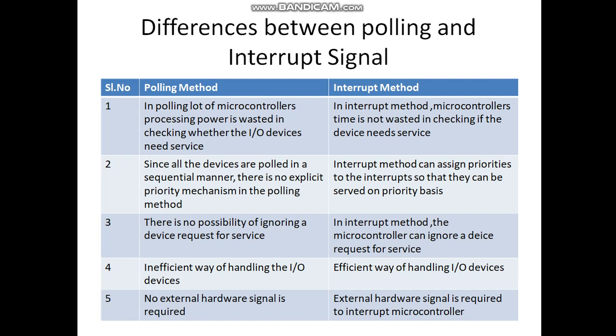Again, you have classifications such as hardware and software. In a hardware interrupt, suppose any device needs service, then the signal is sent through the pin of the microcontroller. This is called a hardware interrupt.